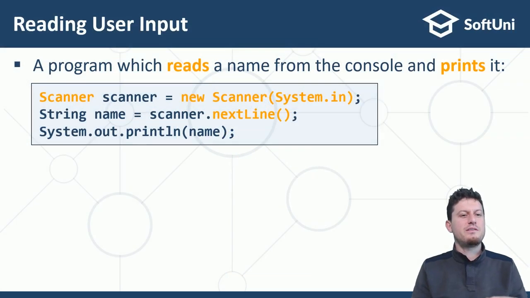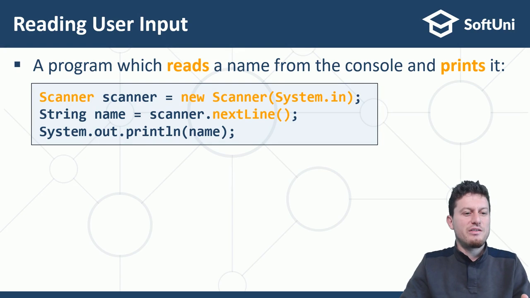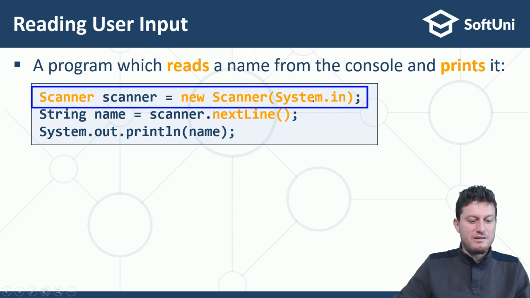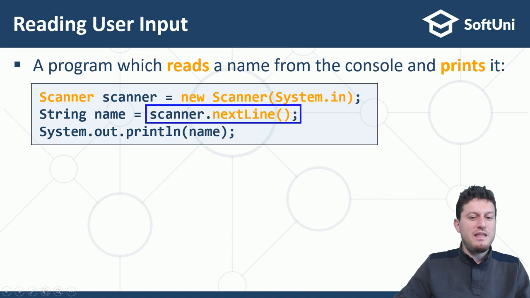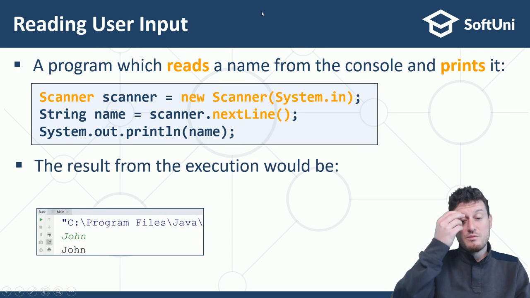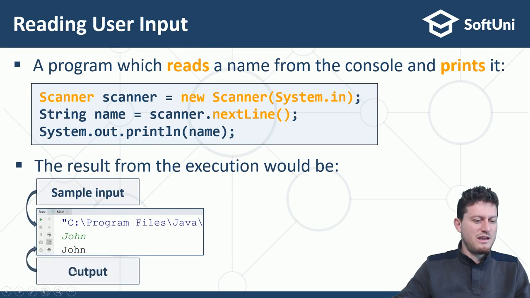Let's continue now with a few more examples about reading the user input. I want to write a program in Java which reads a name from the console and prints it. So this program might be like this. I create a scanner which will read the system input, the input from the console. Later I say nextLine and I read the next line coming from the input and I put it in the variable called name, and then I print the name. Okay, after that the result from the execution will be something like this. I write some input, for example John, and I get some output from the program, for example John again.